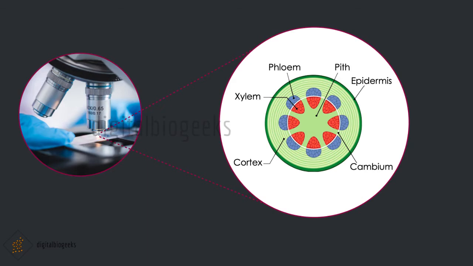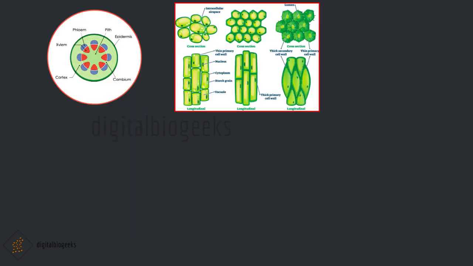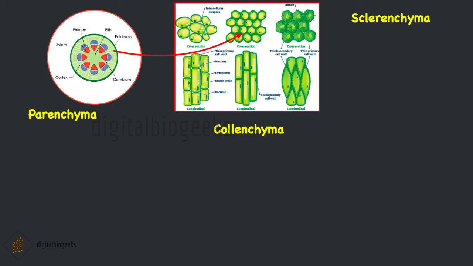We can see layers of cells beneath the epidermis. They are called simple permanent tissue. They contain a single type of cells. Simple permanent tissues can be of three types: parenchyma, collenchyma and sclerenchyma. Let's learn more about them. Below the epidermis, we can see collenchyma tissue.